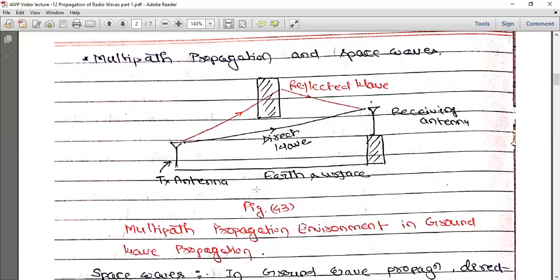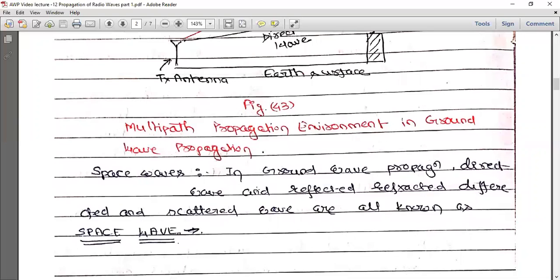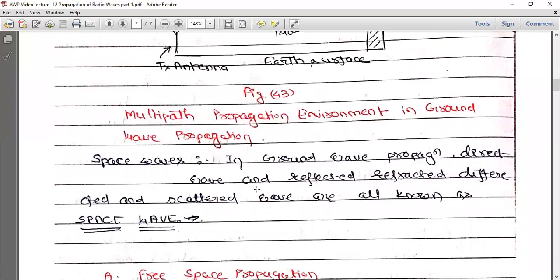So direct wave, reflected wave, refracted wave, diffracted wave, scattered wave, all these waves are jointly known as space waves, and these space waves are responsible for making transmission in a multipath environment. So this is known as the multipath environment, as shown in figure 43.